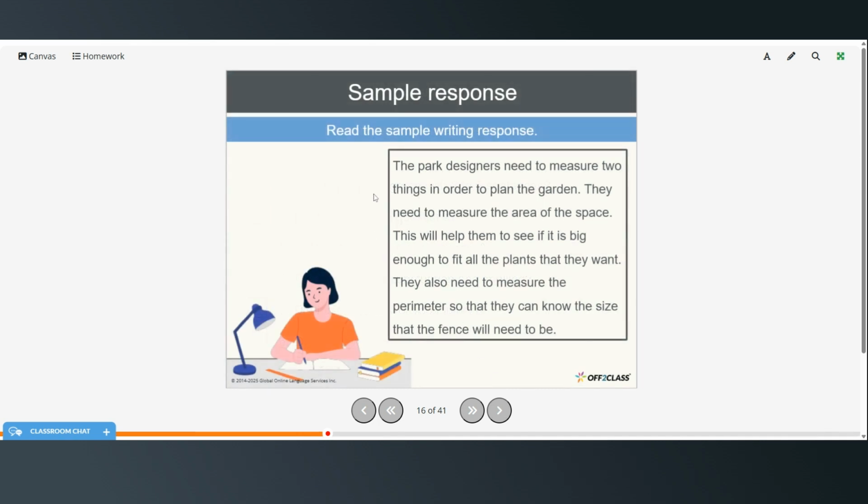And now we'll look at a sample response. The park designers need to measure 2 things in order to plan the garden. They need to measure the area of the space. This will help them see if it is big enough to fit all the plants that they want. They also need to measure the perimeter so that they can know the size that the fence will need to be.